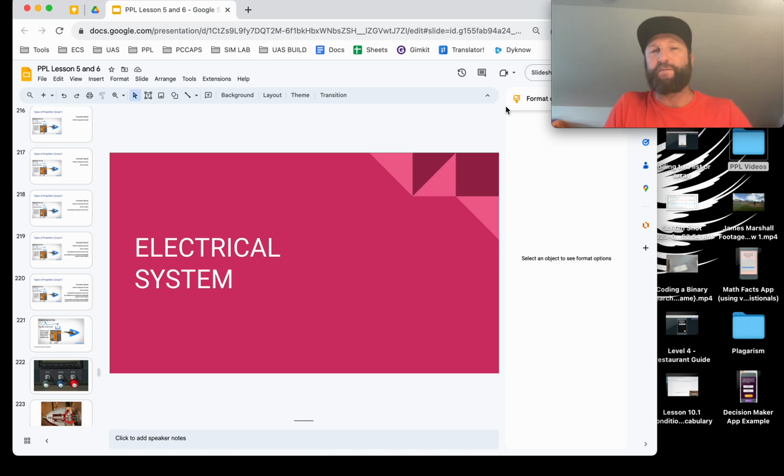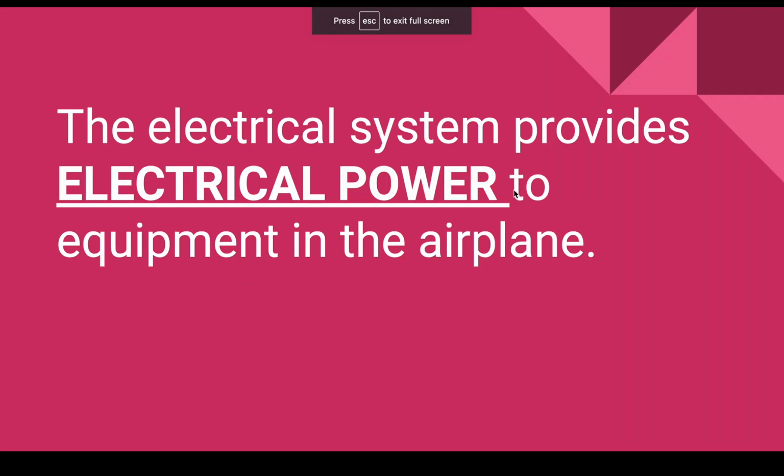But you do need to know some basics of an electrical system for your training airplane. So I'm just going to go over some of the broad strokes of electrical systems now. So let's start with this. The electrical system provides electrical power to the equipment in the airplane.